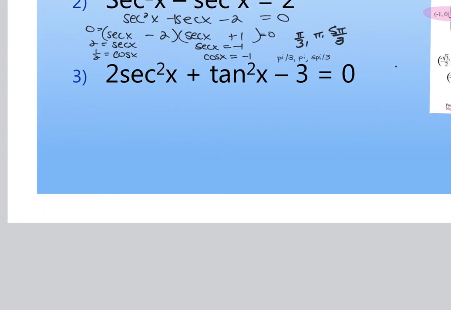So my Pythagorean identity is that it would be tan squared x plus 1 equals secant squared x. So I can basically just take secant and replace it with tan squared x plus 1.